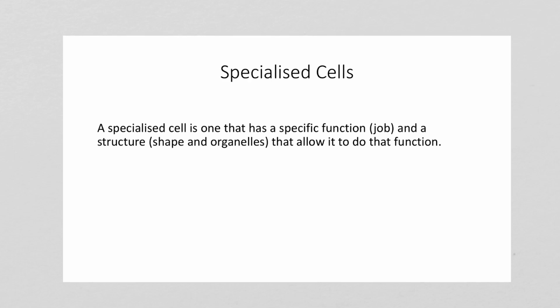What is a specialized cell? It's one, as we just said, that has a specific function or job and a structure that allows it to do that function. When we talk about structure, we're not just talking about the organelles, the cell structures that are found within it. Does it have a few mitochondria? Does it have lots of mitochondria? Does it have ribosomes? Is it mostly empty? That sort of thing. We're also talking about the overall shape of the cell as well.